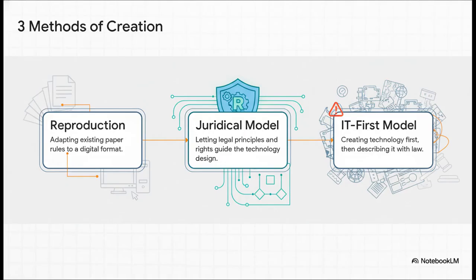So, how are these rules actually made? Well, there are three methods. The first, reproduction, is just taking old paper rules and slapping them onto a screen. It's often clunky and inefficient. The third is an IT-first model, where the tech gets built and then the law tries to catch up and describe it, which can easily clash with core rule of law principles. The best, most sound approach is the second one, the juridical model. This is where legal principles and rights guide the design of the technology from the very start. The law has to be the architect of the system, not the other way around.